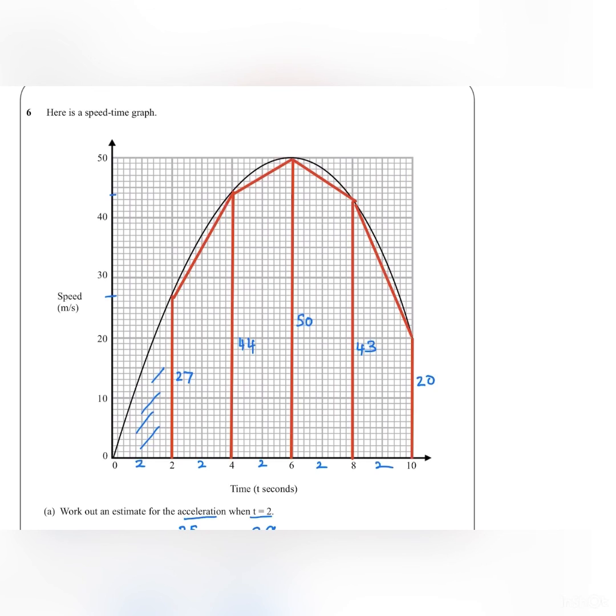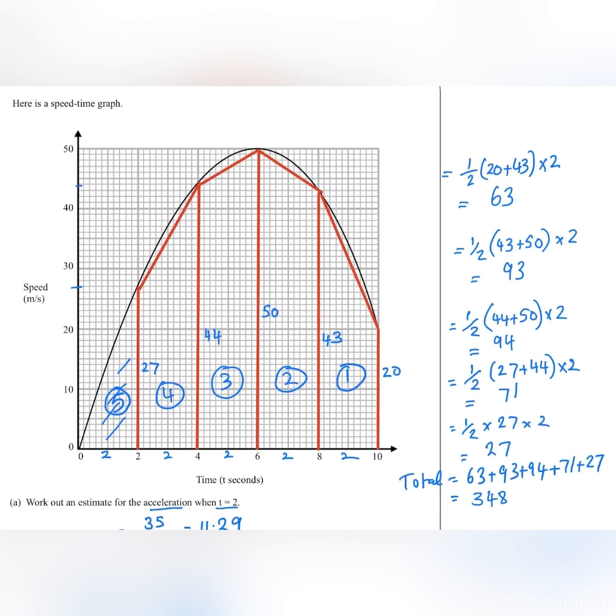Now the first one, so the area. Okay, so I've split each of these shapes and worked out the area for each of the trapeziums and then the triangle in the end. So if you add all of them together, it comes to 348, and that is the total distance travelled for this question.